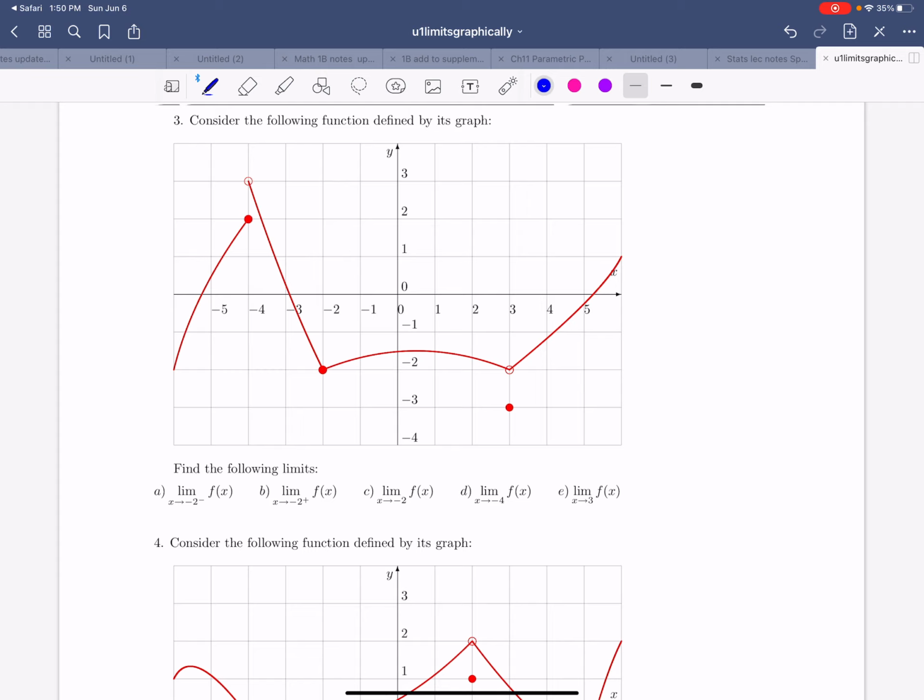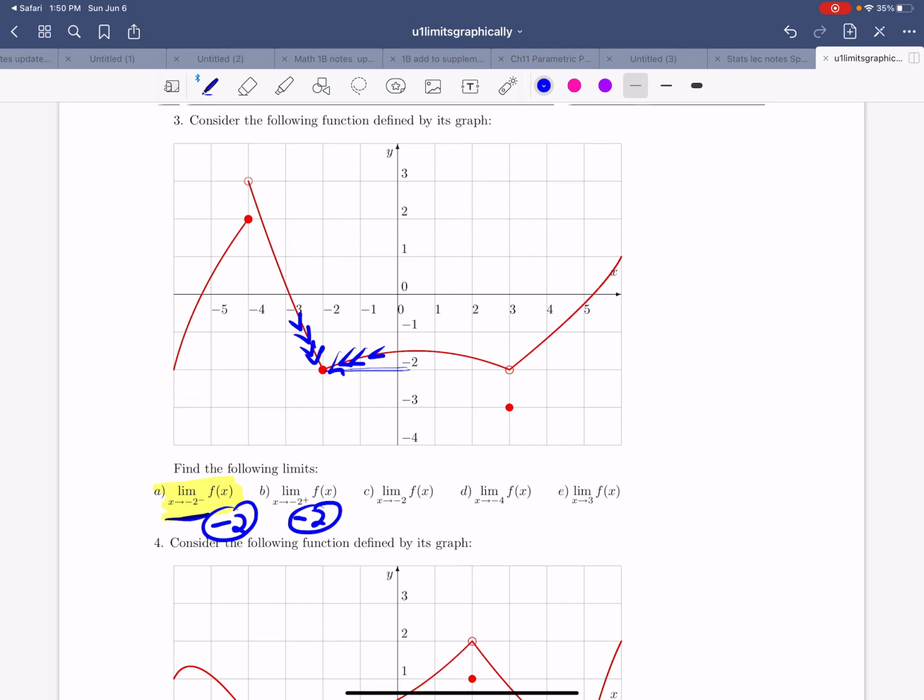So limit as x approaches -2 from the left-hand side. That's what this stands for, -2 from the left-hand side. So let's see, x is approaching -2 from the left-hand side. The y value is getting closer and closer to -2. Limit as x approaches -2 from the right-hand side. Again, the y value is getting closer and closer to -2.